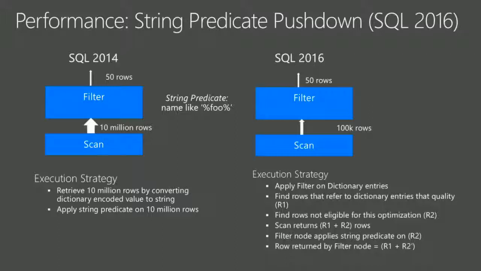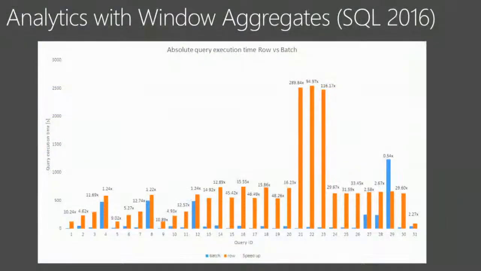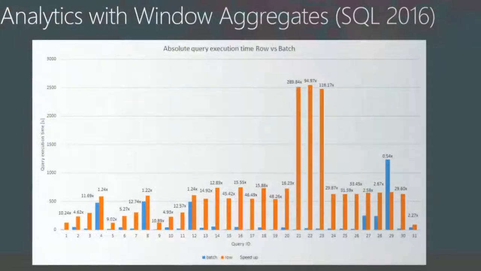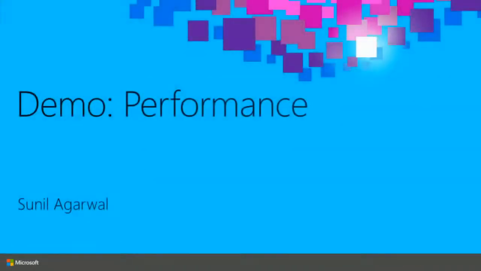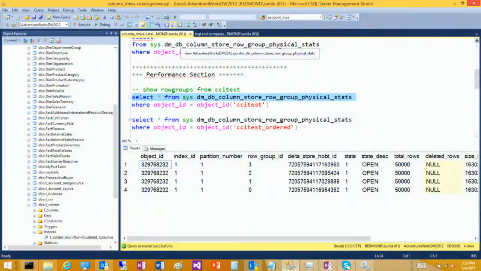So with this, we are able to get much better performance for strings, and I'm going to show you through a demo. And this is the last slide I have, for window aggregates. What you see in the purple is the query performance gain that we got with window aggregates running in batch mode versus blue. You can see it is huge, okay? Now with that, let me switch to the demo on performance. And I have literally 12 minutes here, so let me see how it will go.